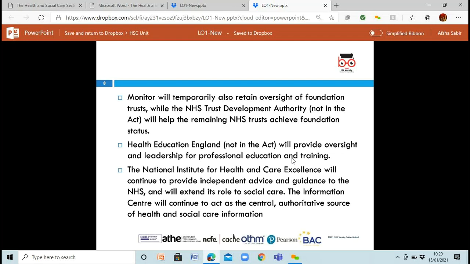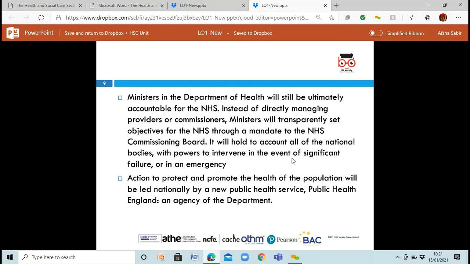Now, there's a number of things that are not in the Act, but we are mentioning, like we said, the NHS Trust Development Authority is not within the Act. Health Education England is not within the Act either, but they give oversight and leadership to do with education and training, which we're going to be looking at further along when we get into the CPD, Continuous Professional Development section. The National Institute for Health and Care Excellence will continue to provide independent advice and guidance for the NHS, and it extends its role to the social care sector also.